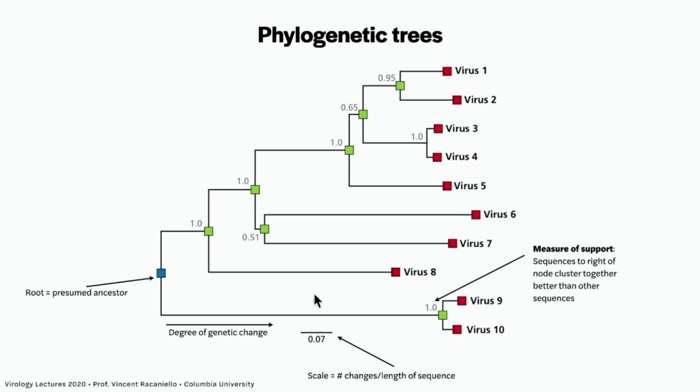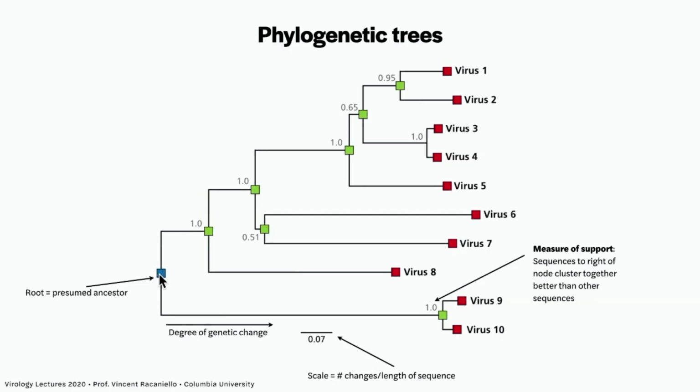The other thing that you get from a tree is that from left to right, you have more genetic change. And so, for example, virus 1 and 2 have a common ancestor, which you don't necessarily have, which gave rise to both of those. And in turn, virus 1, 2, 3, and 4 had a common ancestor as well. And you can go from left to right is time of circulation. And this is usually the number of changes per length of sequence that's given down here, degree of genetic change from left to right.